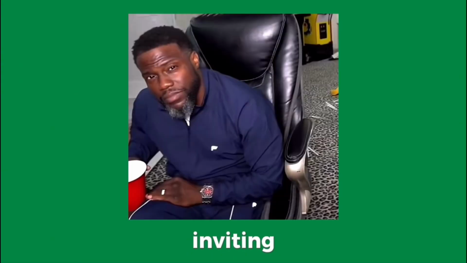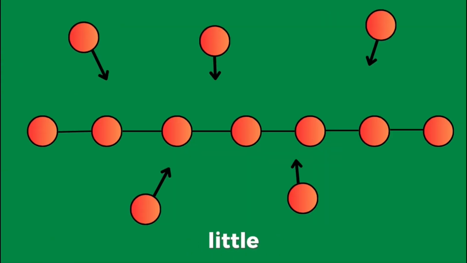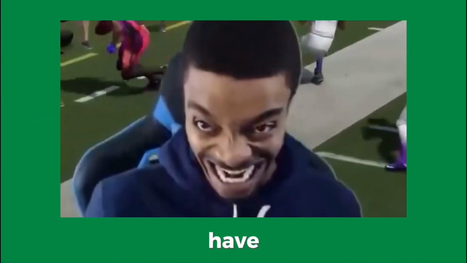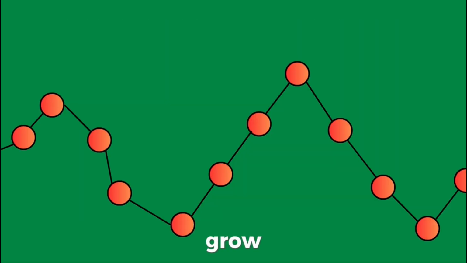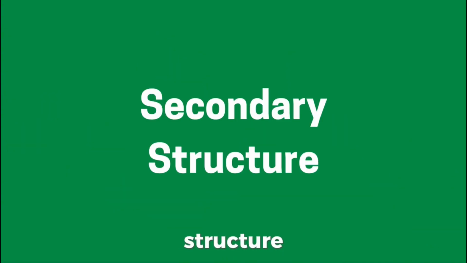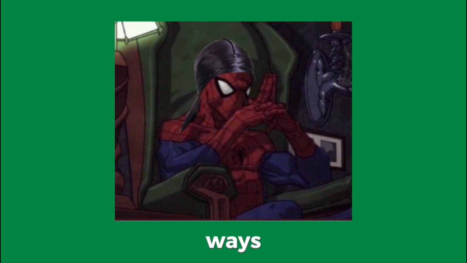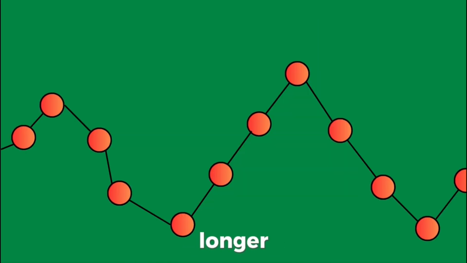Now, if I was to start inviting more amino acids into this little weird Diddy party we have here, it starts to grow, okay, and get bigger and bigger and bigger. And this is what I'm showing you here. We actually call this a secondary structure. Now, there's 2 ways this differs from the primary structure. The first being that, of course, it's longer, right? That's obvious. But the second way is actually the way it looks, okay?